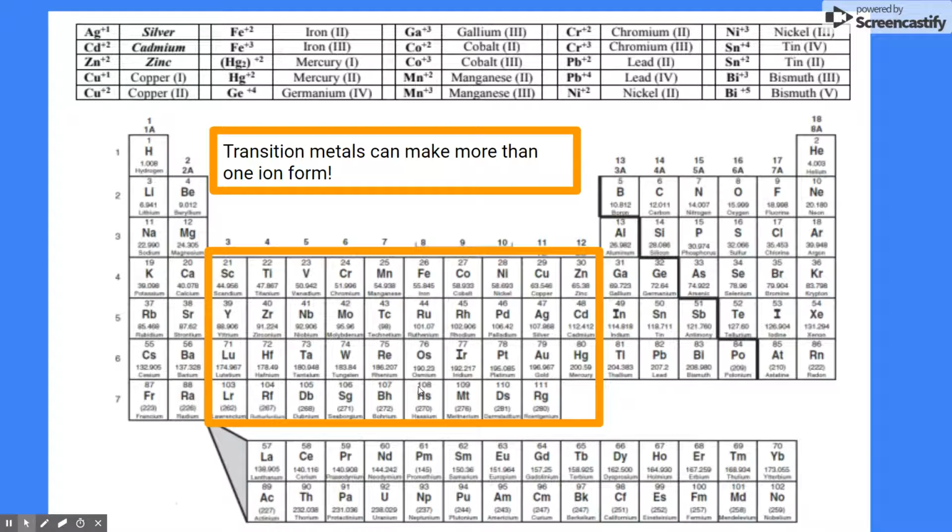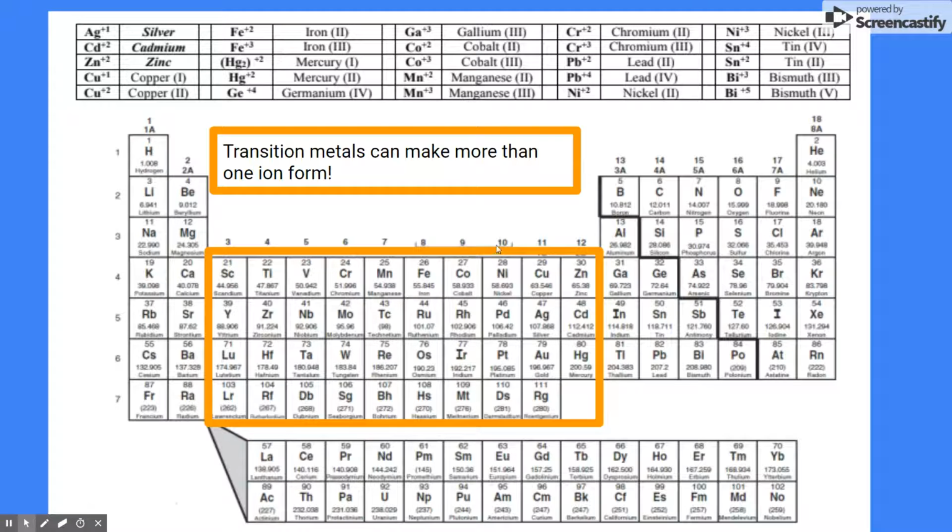This chunk of the periodic table has a distinction because the elements in this particular area have the ability to make more than one ion form. So formula writing with them is a little bit more challenging, but it's not so bad.